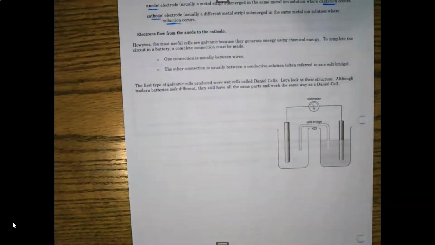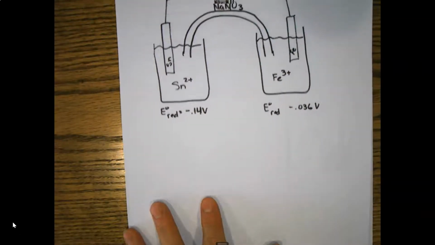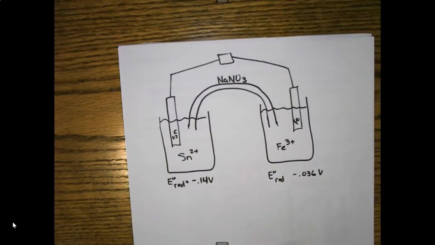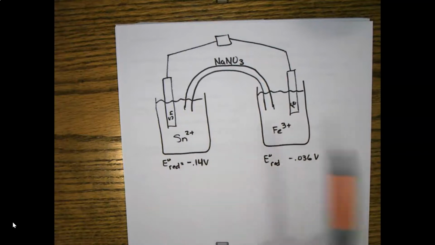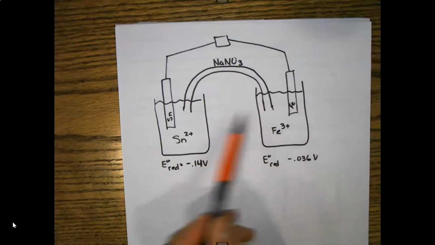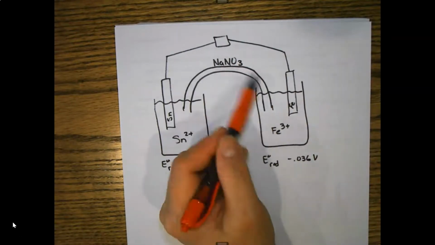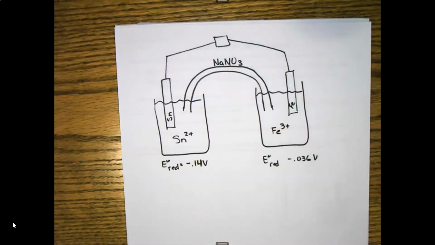How about we try a second one? So I've got a new half cell here. This one is made out of tin and iron. So I've got iron 3+, tin 2+, the iron and the tin electrodes. My salt, excuse me, my salt bridge is now sodium nitrate. It's not going to make a difference.